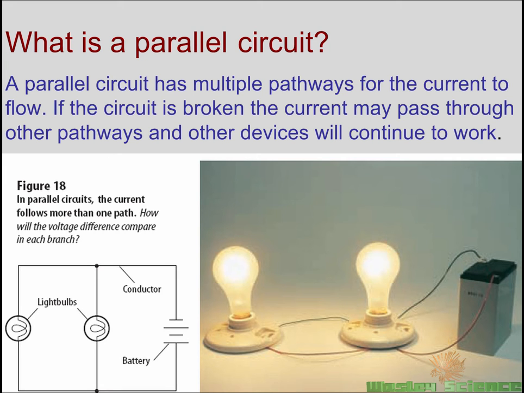Our other type of circuit is called a parallel circuit. Parallel circuits are what your house is all wired as, because it allows for multiple pathways for the current to flow. So if one of the pathways is broken, then the current can still flow through the rest of the pathways in your house. It also allows you to individually select what lights or plugs you want on and which ones you want off. So by allowing multiple pathways, you're allowing the current to have more options where to flow.